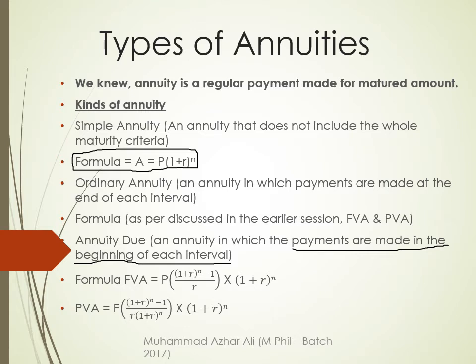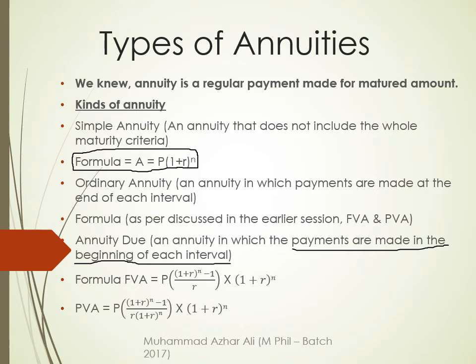Okay, so the other kind is ordinary annuity. We have already discussed it in the previous section, in which the payments are made at the end of each interval. We knew that. So the formulas as discussed are the future value of annuity and the present value of annuity. Now this is the new type, annuity due. In this type the payments are made at the beginning of each interval.